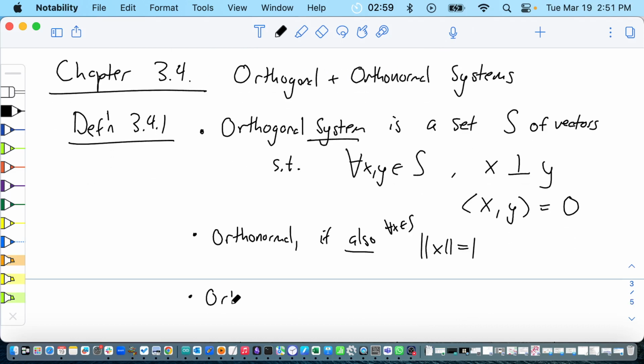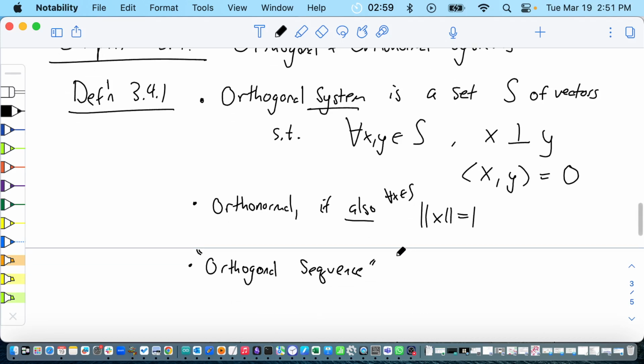Let's put this one down here as well: orthogonal sequence. This means a system where they're in order. So they go 1, 2, 3, 4, 5, 6. If the bag of stuff you have is in order, then it's called a sequence: x1, x2, x3, and so on is the system S. In our class, all the orthogonal systems will actually be orthogonal sequences. In an even more nasty class, you might have an uncountable set of orthogonal things. But in this class, they're in order: 1, 2, 3, 4.